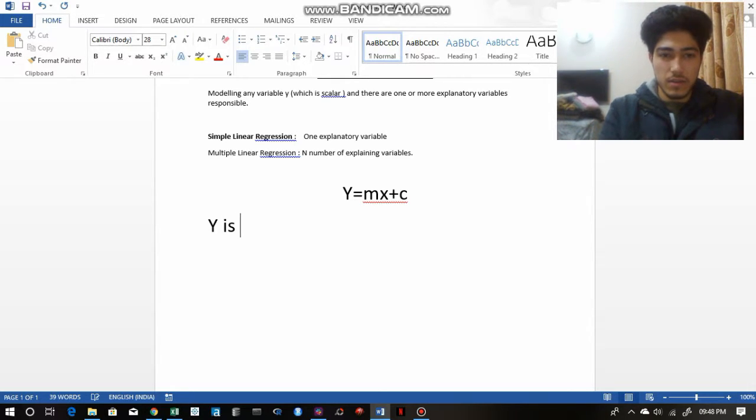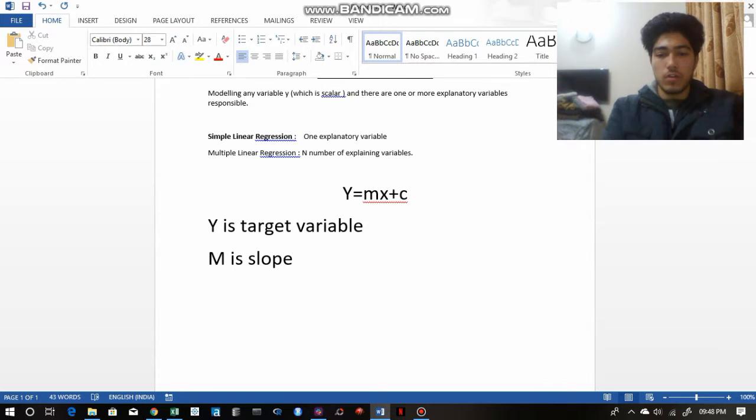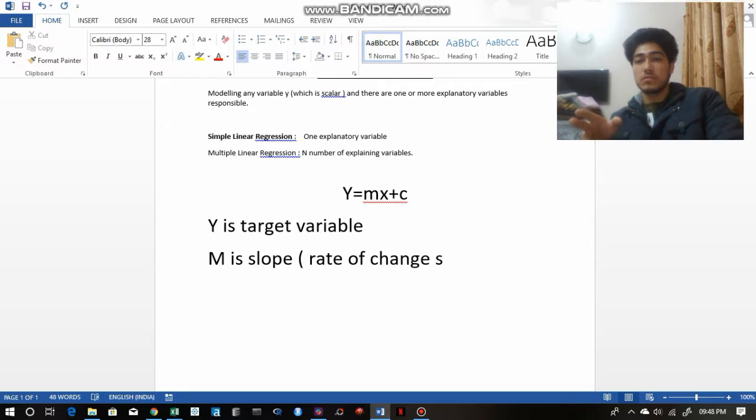y is our target variable which we will be predicting. m is the slope. Now what is slope? Slope is the rate of change of y when x changes, when the variable which is explaining the model changes. For each change in x, what is the change in y? That is slope.